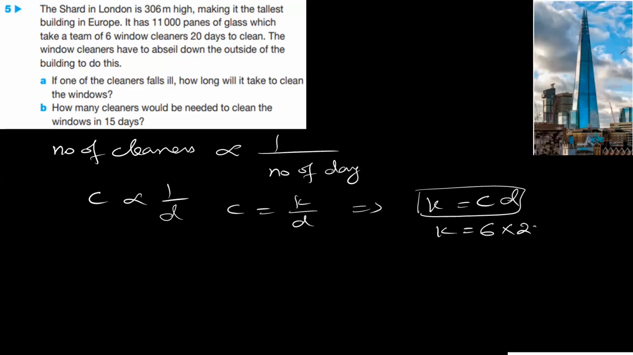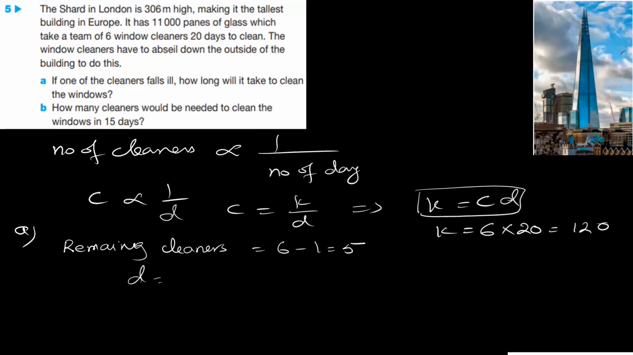6 times 20, we can say that this is 6 times 2 is 12, 20 is the value of K. Now A part, they say if one cleaner falls ill, it means there were how many cleaners? 6. So the remaining cleaners equals 6 minus 1 equals 5. Now C is equal to K over D, or D is equal to K over C. It's the same. So it becomes 6 times 20 divided by 5.